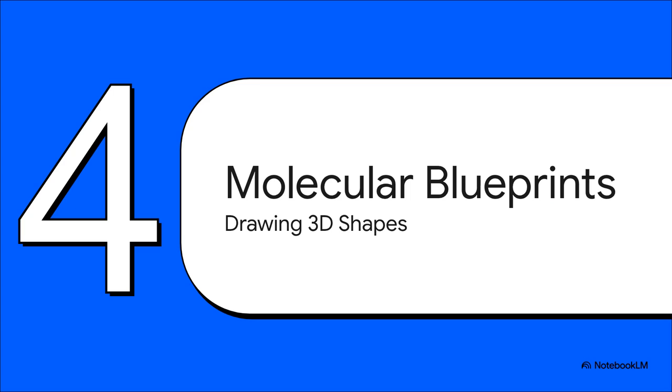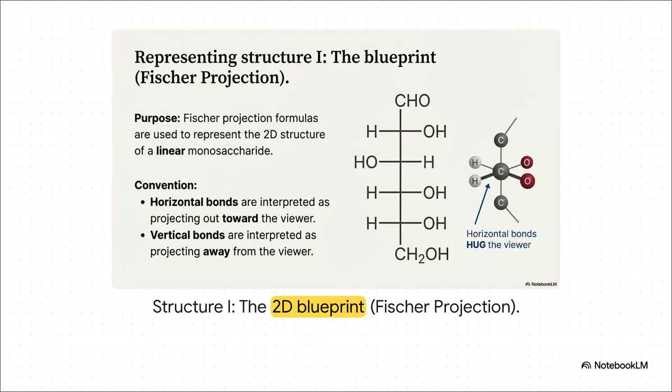So with all these different forms floating around, linear chains, rings, alpha and beta versions, how do scientists keep track of it all? Let's take a quick look at the visual tools they use to draw and understand these incredibly complex shapes. First up, we have the Fischer projection. You can think of this as the essential 2D blueprint of the molecule. It flattens the whole thing out, which makes it really easy to see the configuration of each chiral center in that linear chain. The horizontal lines are imagined as popping out of the screen towards you, and the vertical lines are going away from you.